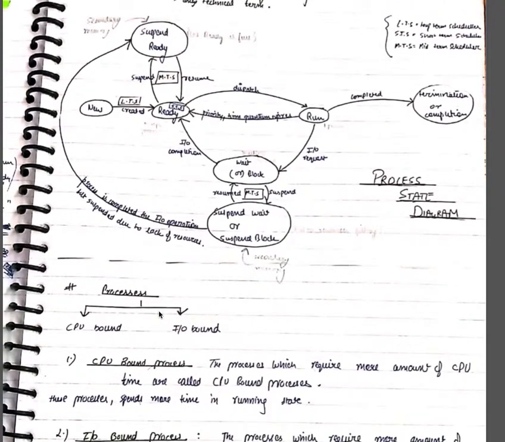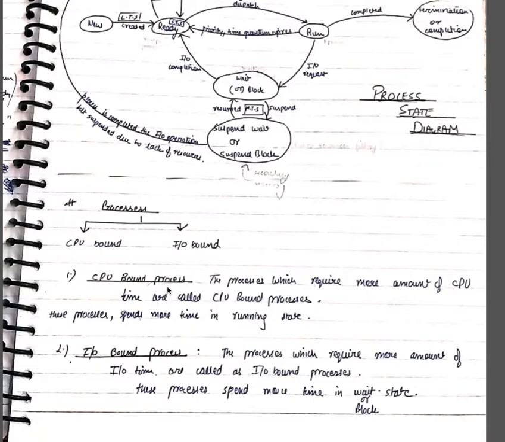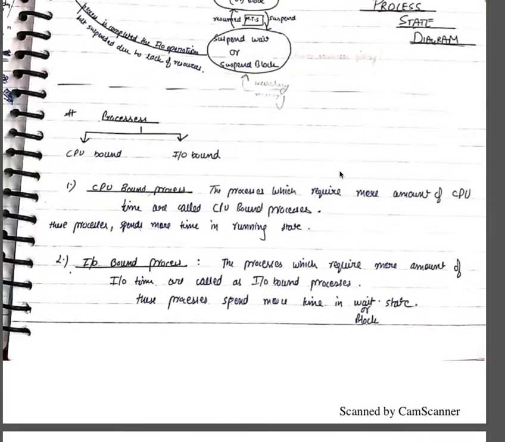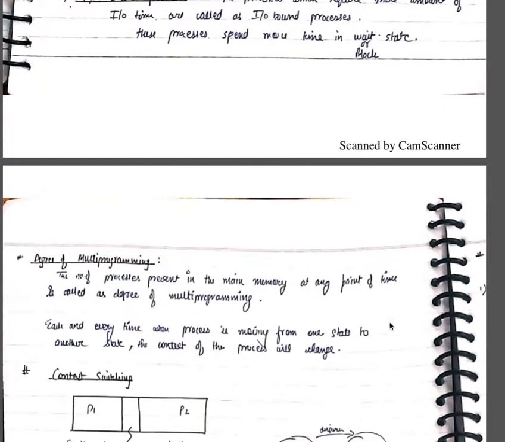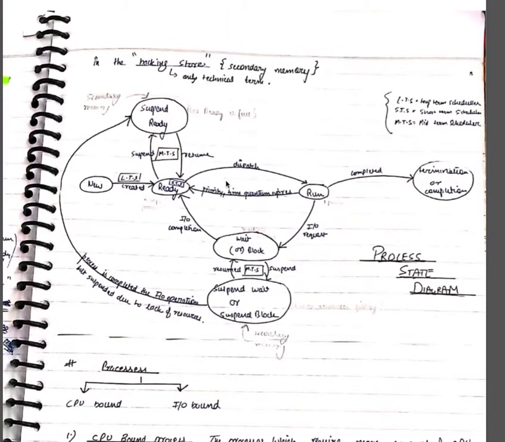Now processes are of two types: CPU bound processes and input output bound processes. A CPU bound process is a process which takes more CPU time, as the name itself indicates. And input output bound processes are those which require a greater amount of input output time. Now I guess I should continue. Let's see the diagram.